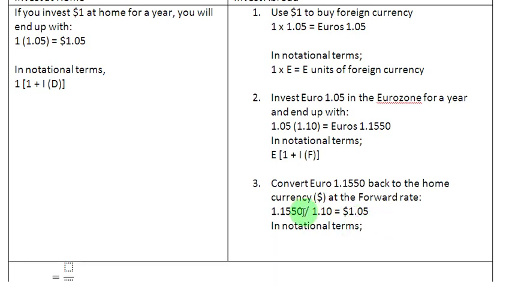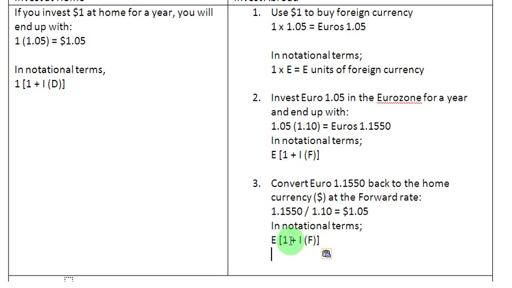And we can write here in notational terms the same thing. If you will realize, this 1.1550 euros is nothing but this amount here. So what we are doing is, we are copying it from here and pasting it at this place, and then what you are doing with this amount is that you are dividing this thing by the forward rate. So we write an F here.